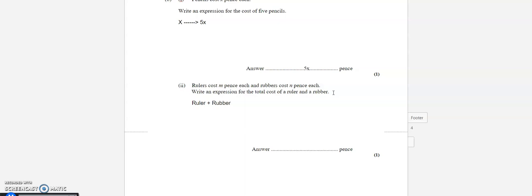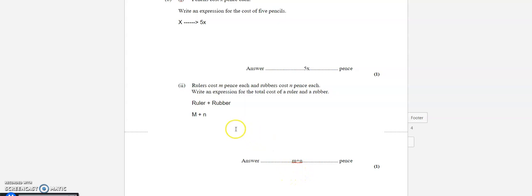And in the question there, it's letting us know that rulers cost M pence, so rulers, we can substitute the letter M there instead of putting ruler. And we just add on whatever letter it gives us for rubbers, which is N. And that would give us our total cost. m plus n. So your answer here can just be as simple as m plus n pence. Which makes sense if you think about it.